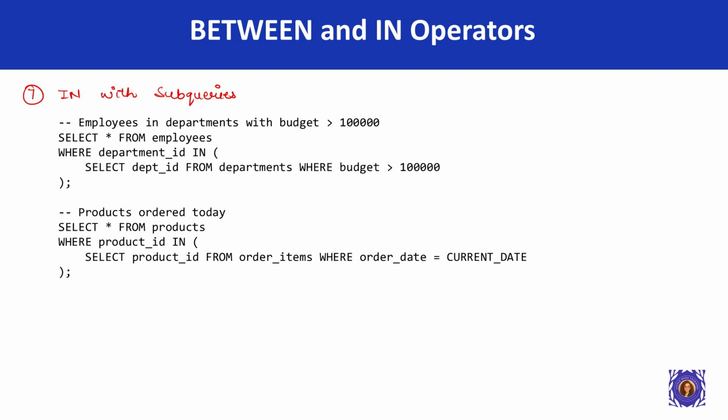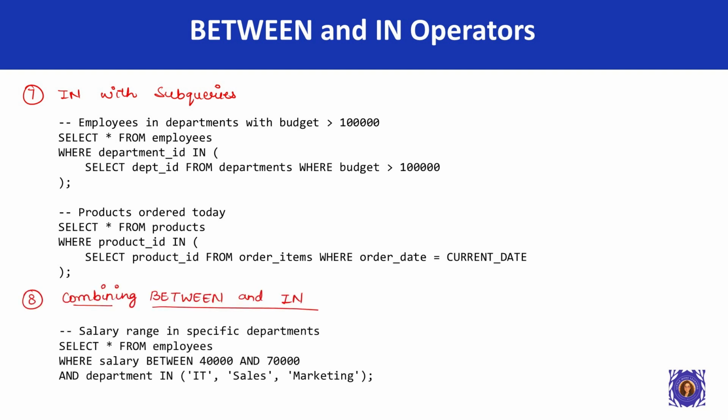Similarly, you can find products that were ordered today by using a subquery to get product IDs from order_items for the current date. Finally, you can combine between and IN for more complex filtering needs. For example, to find employees whose salary falls within a certain range, say $40,000 and $70,000, and who also belong to specific departments like IT, sales, or marketing, you can link both conditions using the IN operator, providing highly precise data retrieval.